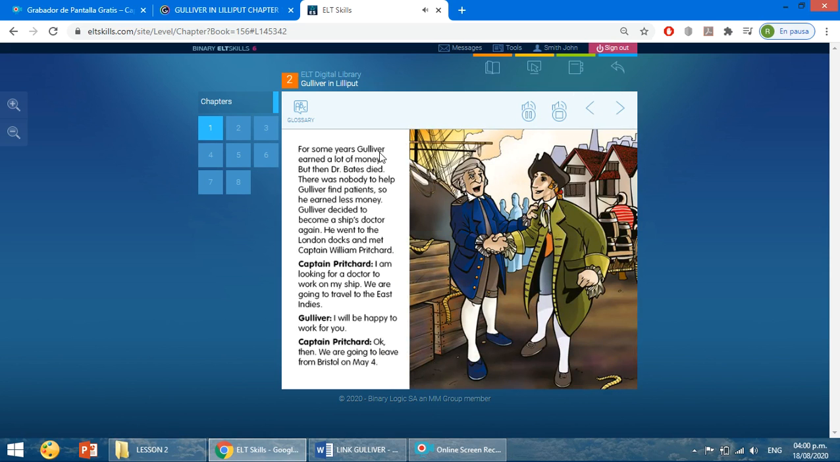For some years, Gulliver earned a lot of money, but then Dr. Bates died. There was nobody to help Gulliver find patients, so he earned less money. Gulliver decided to become a ship's doctor again. He went to the London docks and met Captain William Pritchard. I'm looking for a doctor to work on my ship. We are going to travel to the East Indies. I will be happy to work for you. Okay then. We are going to leave from Bristol on May the 4th.